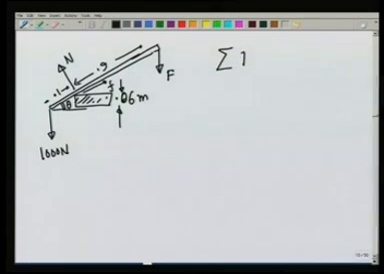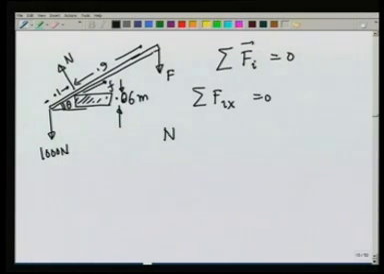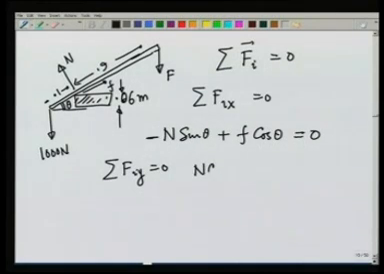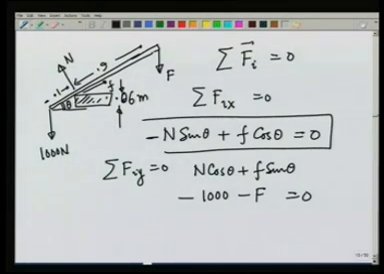So, when I first write the force condition, summation F_i is equal to 0. Let us write its x and y components. So, summation F_ix is equal to 0 gives me minus N sin theta plus F cosine of theta is equal to 0. Similarly, when I write summation F_iy, the force component in the y direction is 0. This comes basically by writing force in terms of i and j and making each component of the vector 0. This gives me N cosine of theta plus F sine of theta minus 1000 minus F is equal to 0. So, these are the two conditions for the force balance.